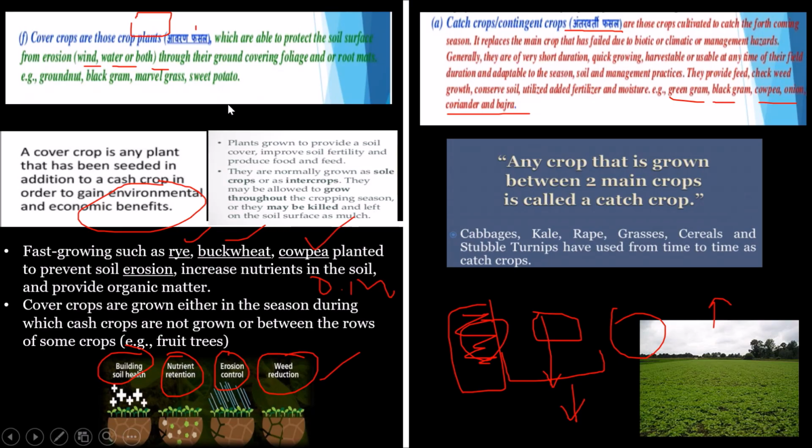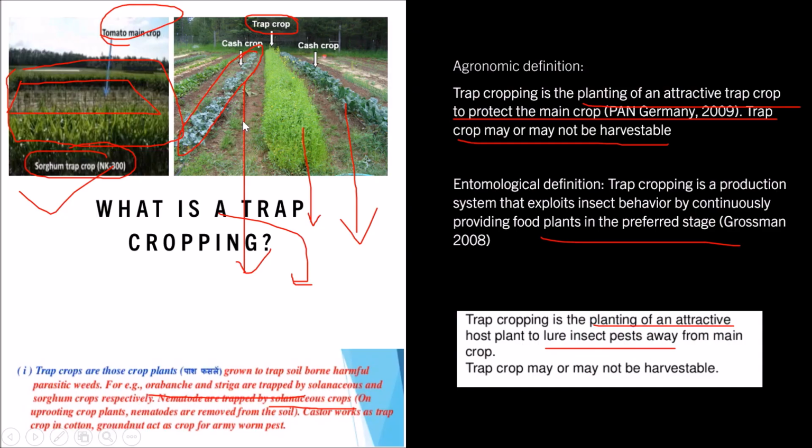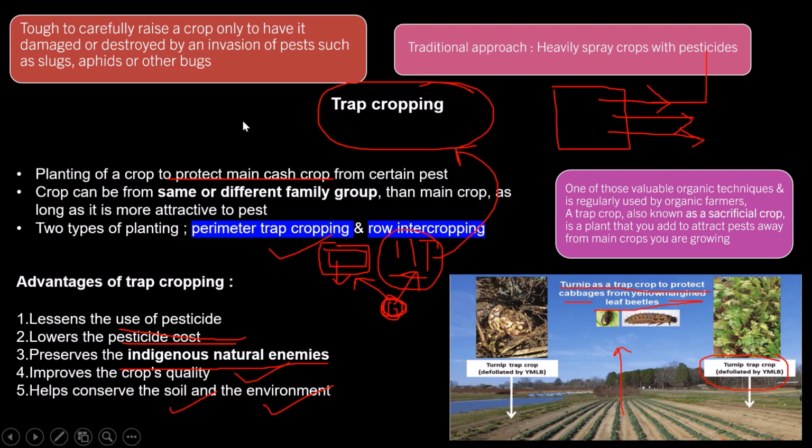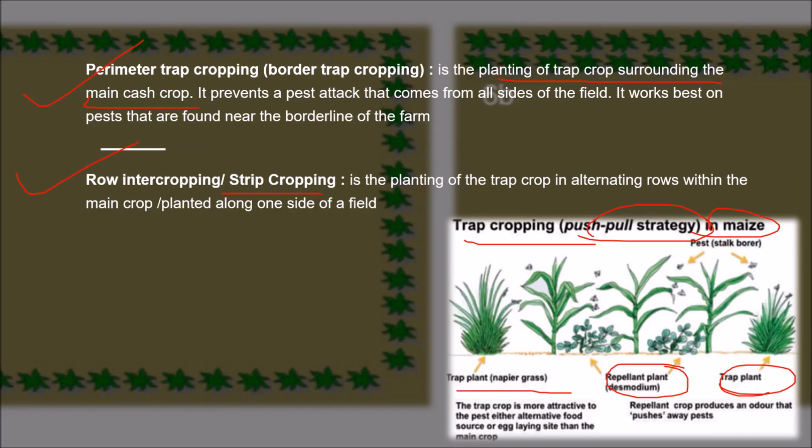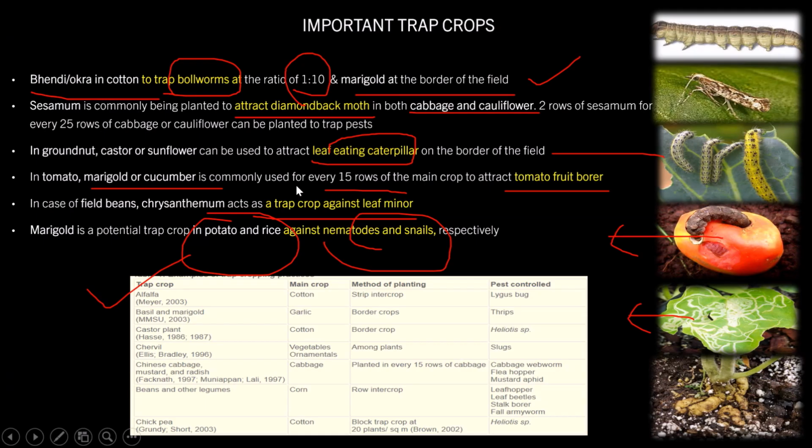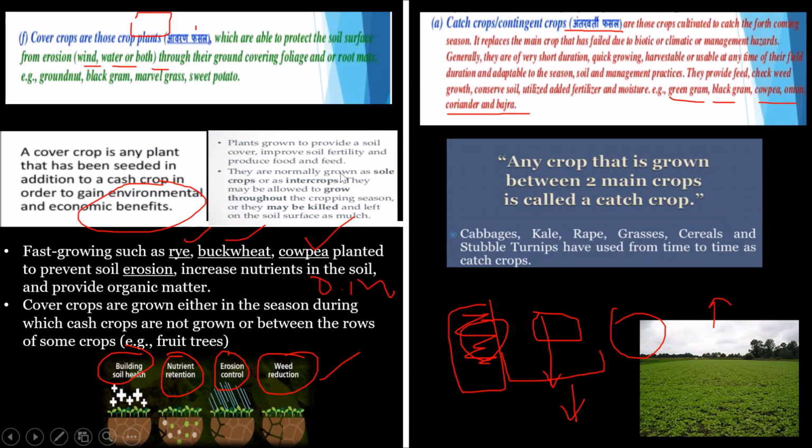Let's revise it once more. First, we were talking about the trap crop. Trap crop is trapping the insect pest attack and diverting it to the crop which is planted in the field additional to the main crop. These examples we were talking about, then we talked about the different methods of planting. One was the perimeter row, then the row intercropping, everything. Examples also we discussed. Then we talked about the cover crop, the catch crop, etc.